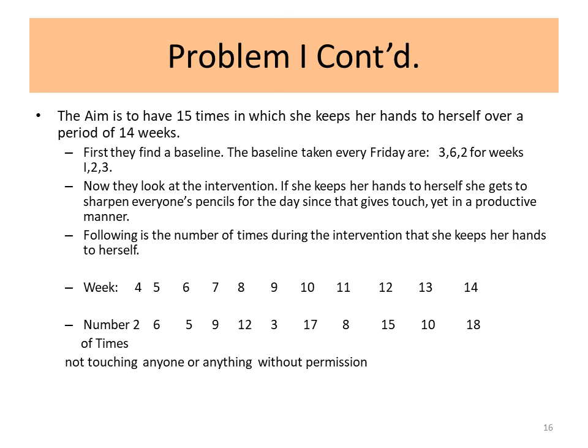So what are you going to do? First, you have to draw the aim line. You know what the base is. You know what the goal is. The goal is 15 times in which she keeps her hands to herself over a period of 14 weeks, or by the 14th week. So your axes will go up to week 14.